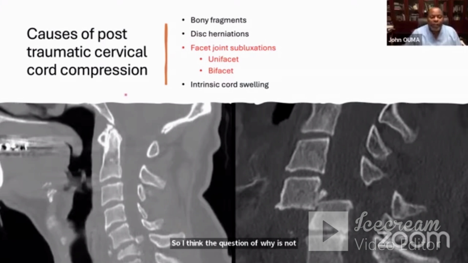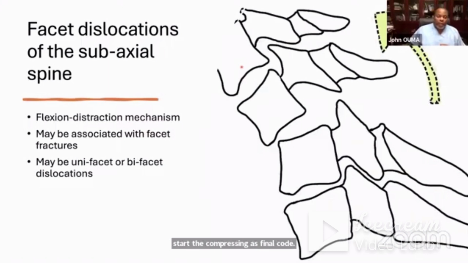This question also is another obvious one. What are the causes of post-traumatic cervical cord compression? Again, there are many. You could have bony fragments, etc. But I just want us to concentrate for the purposes of this talk on the facet joint subluxations, which in fact are, I would say, certainly in our practice, the commonest reason why we suddenly have to jump out of bed and start decompressing a spinal cord. So that's what I'm going to concentrate upon.